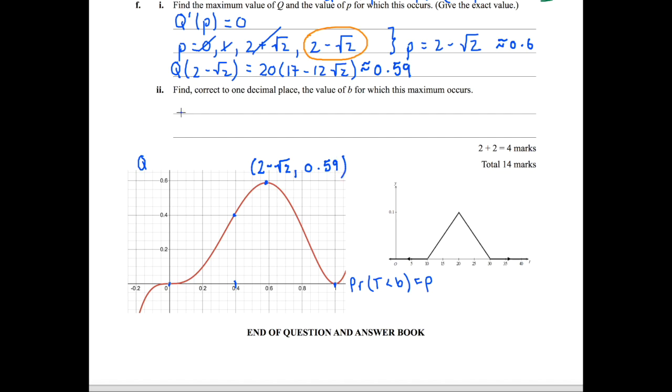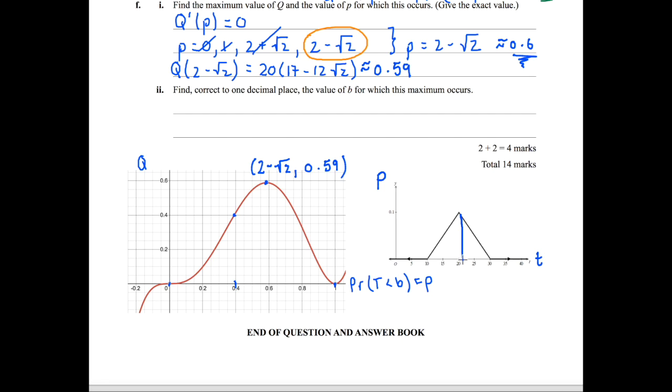All right, now this last question is confusing again. So find, correct to 1 decimal place, the value of b for which this maximum occurs. Okay, if we think back to the start of the problem, we had the probability graphed against the amount of time taken. This is our graph of that. Now what we've said is we need approximately 2 minus root 2, which is approximately 0.6, of the area shaded in.